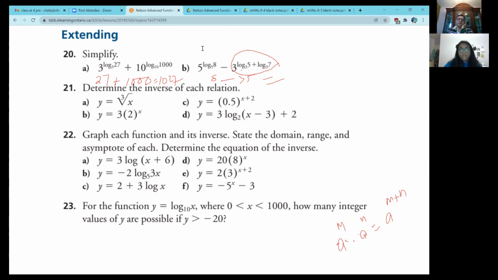Anyway, you got an idea, right? Okay. Now, let's do some other question. Let's do 22? Sure. Graph each of the following functions. Graph each function and its inverse, right? Okay. So 3 log x plus 6. How will you do this?